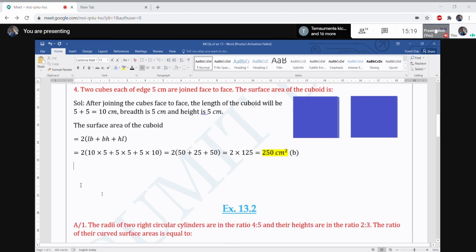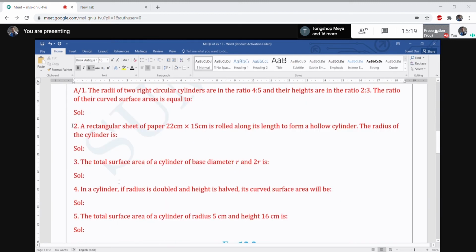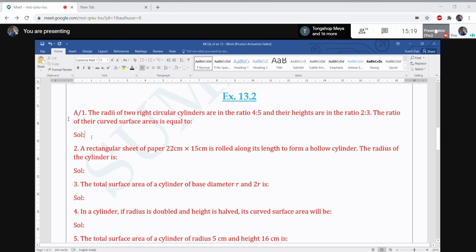Let's go to 13.2 first. The first question of 13.2, page number 232, is saying that the radii of two right circular cylinders are in the ratio 4:5 and their heights are in the ratio 2:3. We have to find the ratio of their curved surface areas.